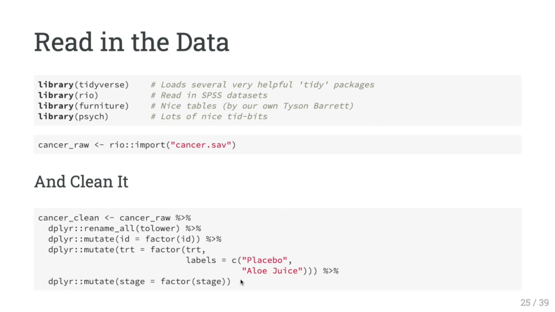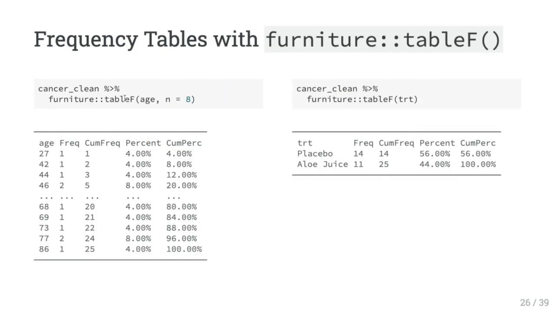So in essence, we just told R the ID should be categorical, treatment should be categorical with these labels, and stage should be categorical. From there, we can get the frequency table. Age is a continuous variable here, so it doesn't show us all the labels. It's showing us 8 of them, or 9 in this case. Must be a typo. So this is just showing there's a person that's 27, all the way up to 86. We can do that for the treatment. We can see that 14 were placebo and 11 were aloe juice in this data set.